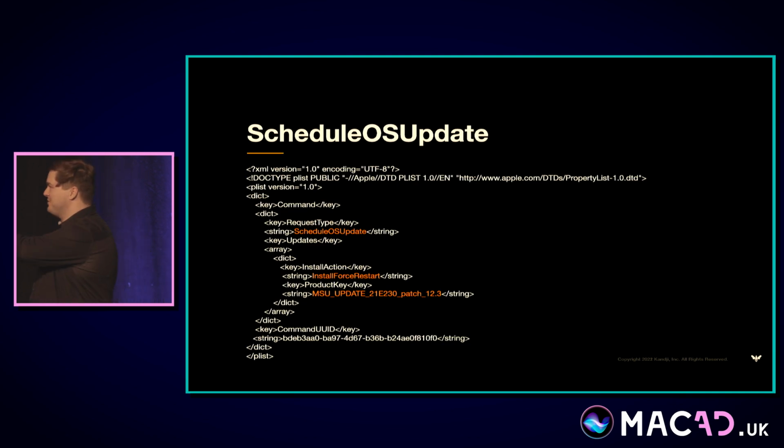This is a bit about the ScheduleOSUpdate command. This is just an example command for those that aren't familiar with the actual structure of the command. So you can see the request type is ScheduleOSUpdate. The install action, InstallForceRestart, is in my example here. The install action is an important piece. That's where we're leveraging download only or InstallForceRestart. Or in the case of major upgrades on Apple Silicon, we use InstallASAP since that's really the only available install action to use on that platform.